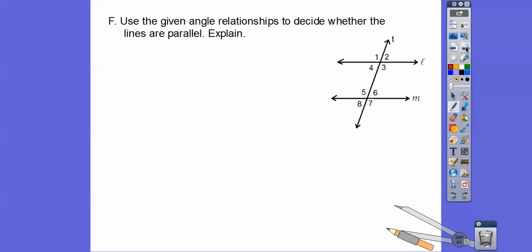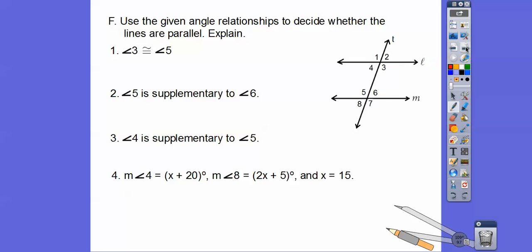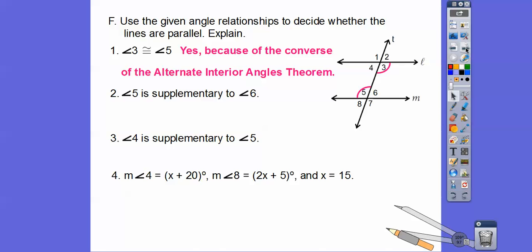Okay, so same picture as before. Use the given angle relationship to tell whether the lines are parallel and explain. Okay, so here we've got 1, 2, 3, 4. If 3 and 5 are congruent, let's look at 3 and 5. If they're congruent, those are alternate interior angles, and then yes, the lines are parallel. Alternate interior angles theorem, or the converse of it. Sorry, you can just write alternate interior angles. If the alternate interior angles are congruent, then the lines are parallel.